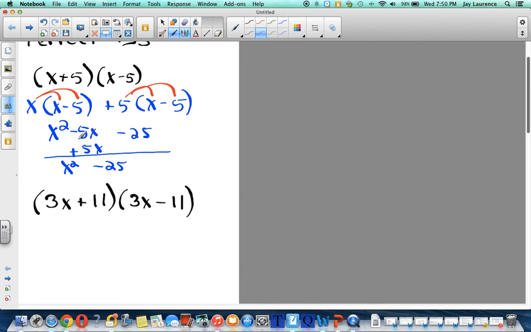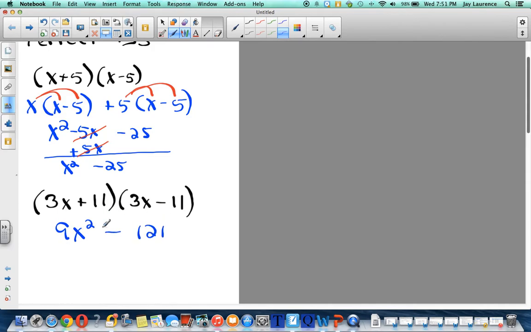See, these here are going to cancel each other, right? And there won't be an x term. Well, that's going to happen anytime it looks like you have the same quantities except one of the signs is different. So on this one, I've got a 3x plus 11 and a 3x minus 11. I know automatically that my middle terms are going to cancel out, those x terms. So I'm just going to multiply the 3x times the 3x and get 9x squared. And 11 times 11 will be 121.